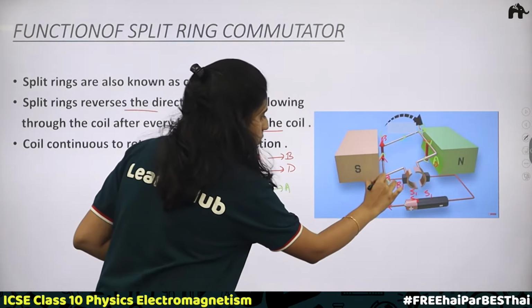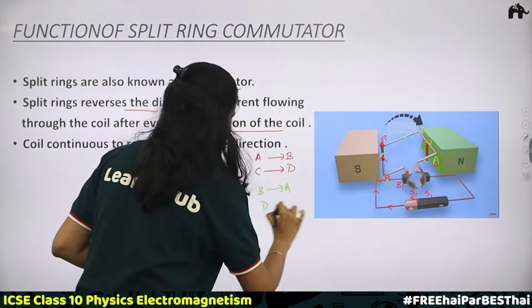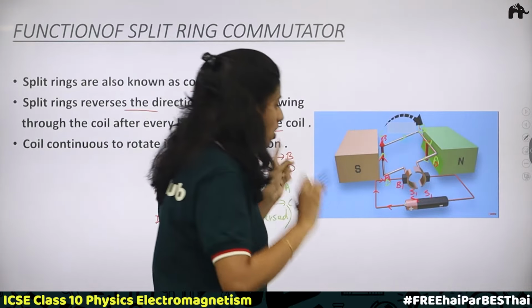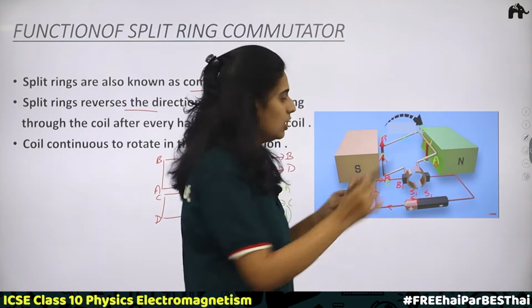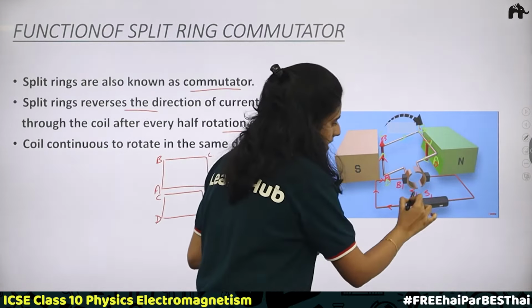Okay, here the current is flowing from D to C. D to C. What did you understand from this? The current is getting reversed. The direction of current flow is changing. But still, you have to remember you are not changing the terminals of the battery. Without changing the terminals of the battery, using split rings, S1, S2 becomes S2, S1 after a half rotation.